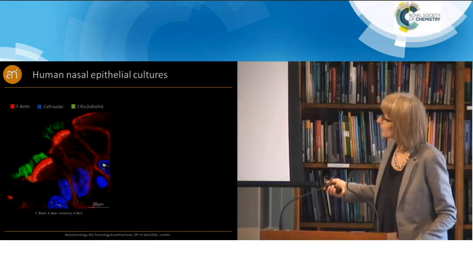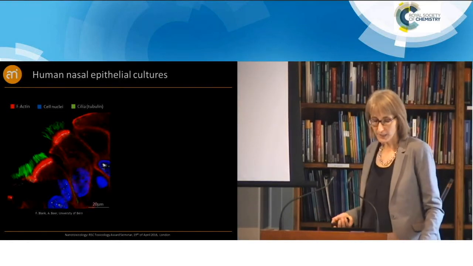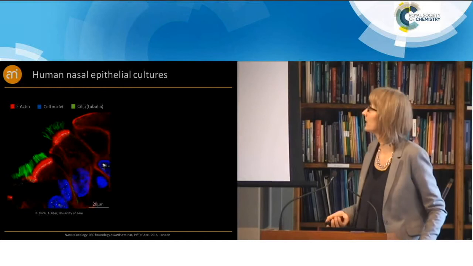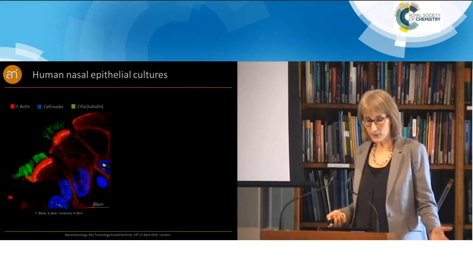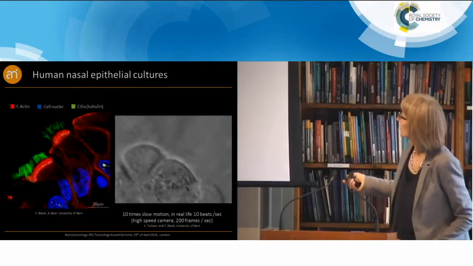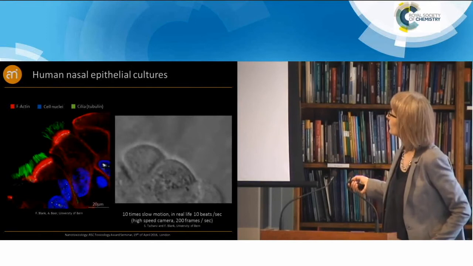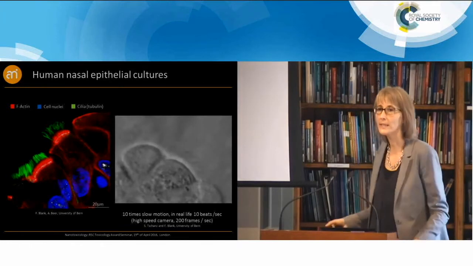And in green, you see these tubulin structures, the cilia in red. This is an actin stain, and in blue, these are the nuclei. The cells of the cilia are also beating. I hope you can see it. So this is a slow motion movie file. You see here the cilia, they are functional. It's about 10 times slower than in real time.